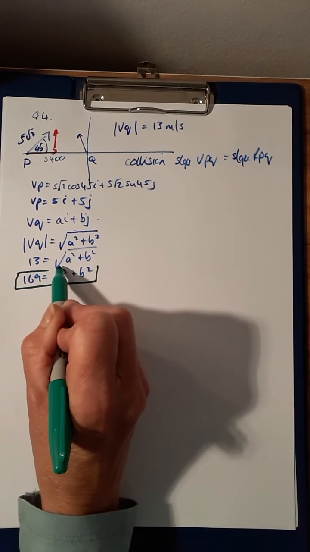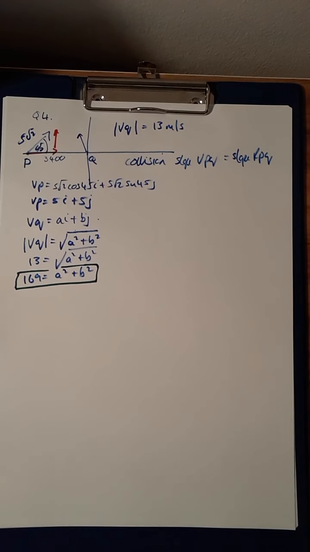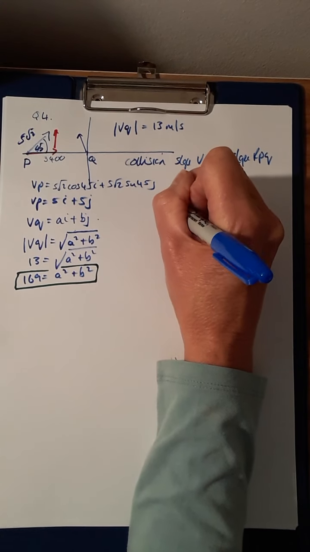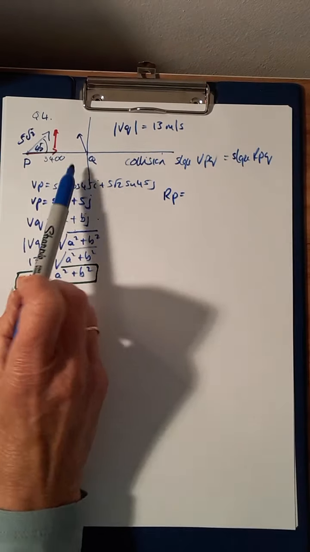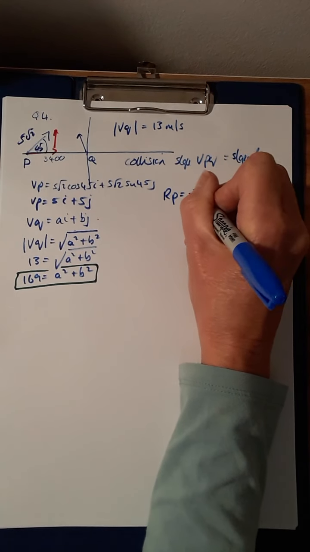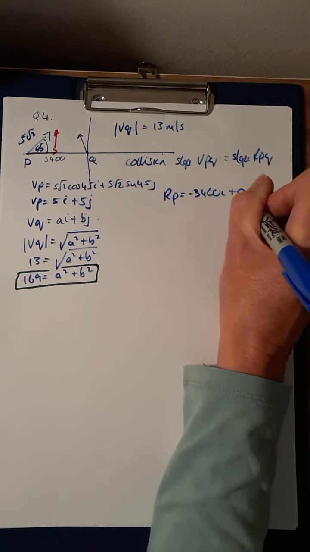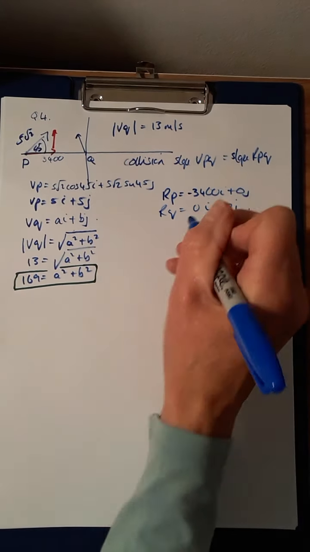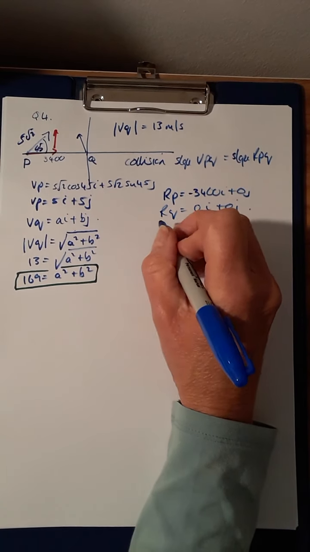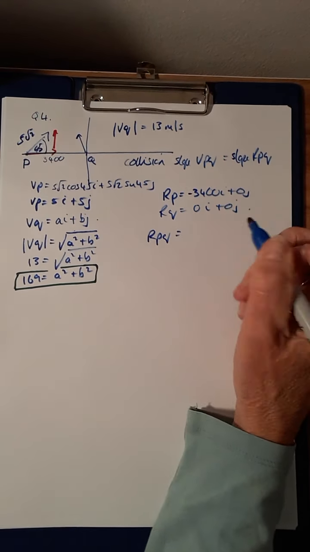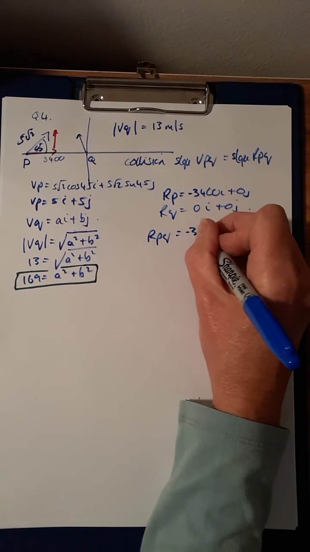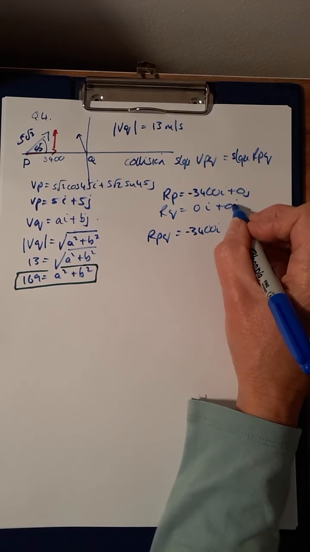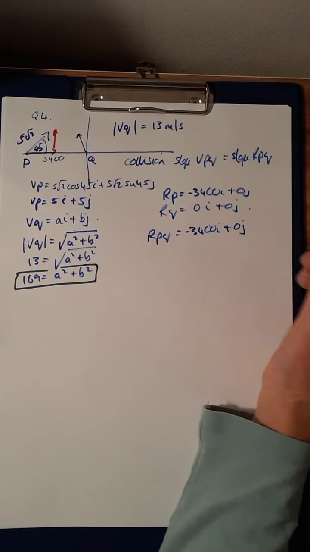Pay attention to that. The other bit of information I need now is the position of P. What's the R of P? The position of P, of course, is along the i-axis: minus 3400 i plus 0j. And the position of Q is at the origin. Now I have all my information, so let's find the RPQ. The RPQ will become minus 3400 in the i direction minus 0i, and of course 0j minus 0j will just be 0j.